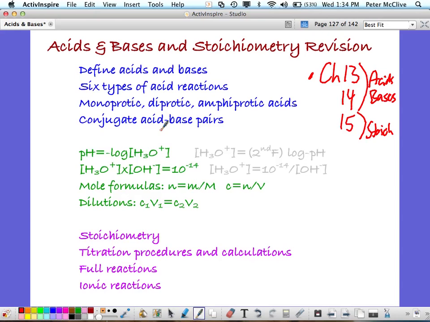And then just have some idea of these formulas, okay, these pH and other formulas. So the main one is that pH is minus log of the hydrogen or hydronium ion concentration. So that's in moles per litre or molar.